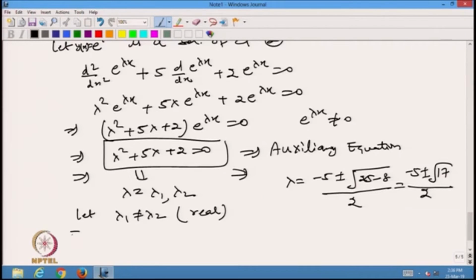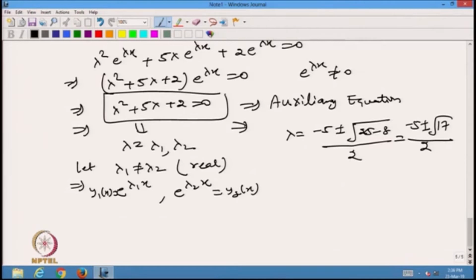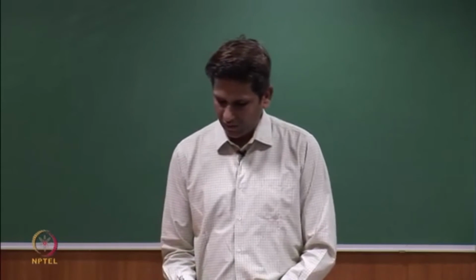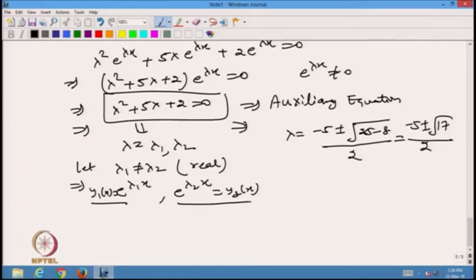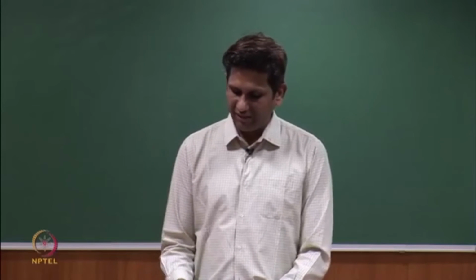In that case I will get 2 solutions, e^(lambda 1 x) and e^(lambda 2 x). These are the two solutions I am getting. I will call the first one y1(x), and the second one y2(x). Two solutions I will get whenever I come across such an equation which has a quadratic as its auxiliary equation. So, now I have two solutions.